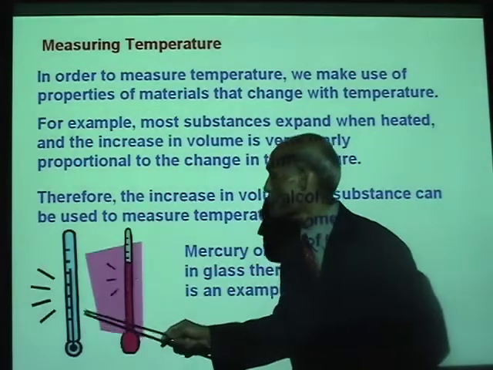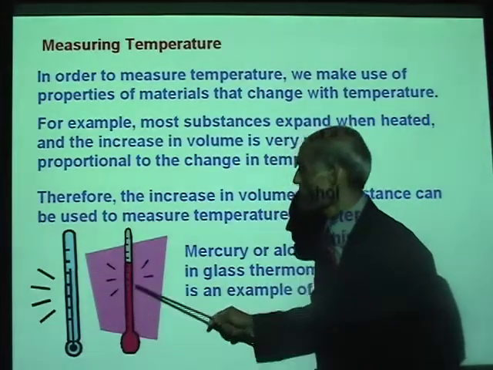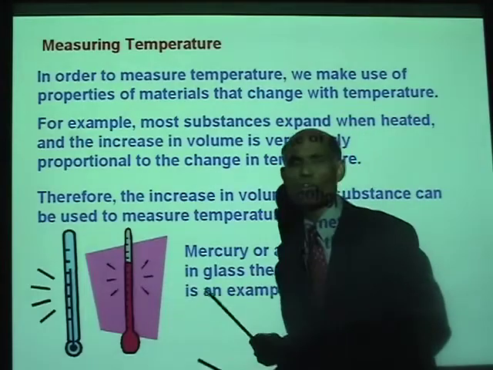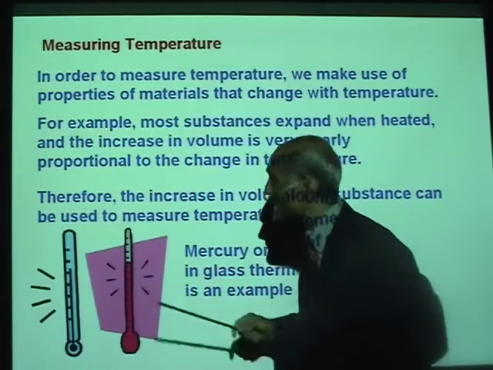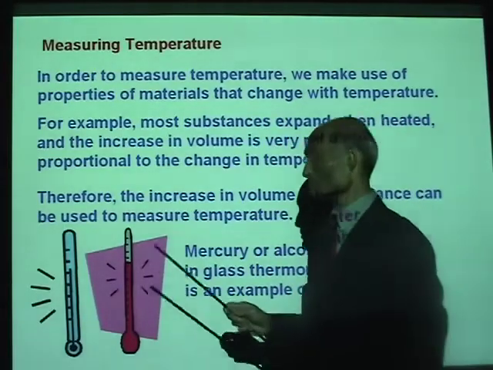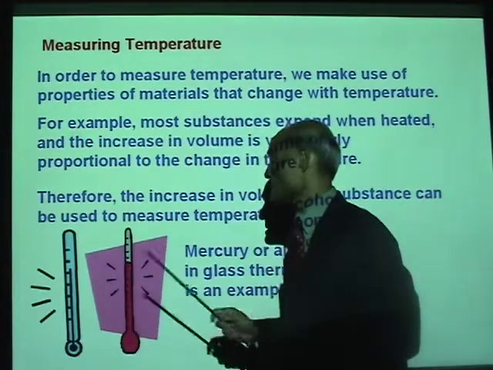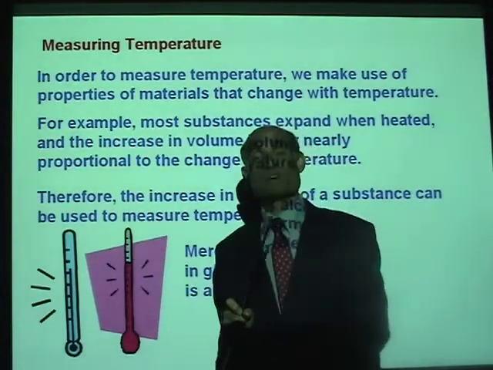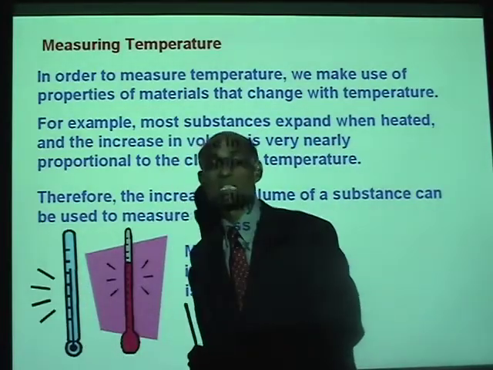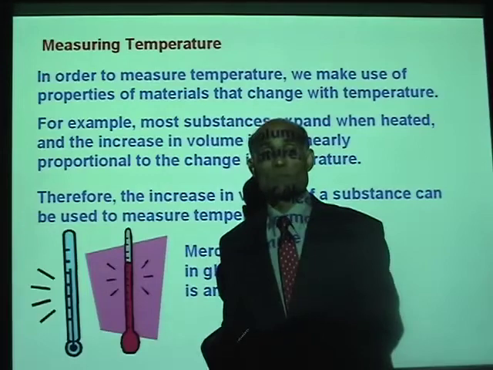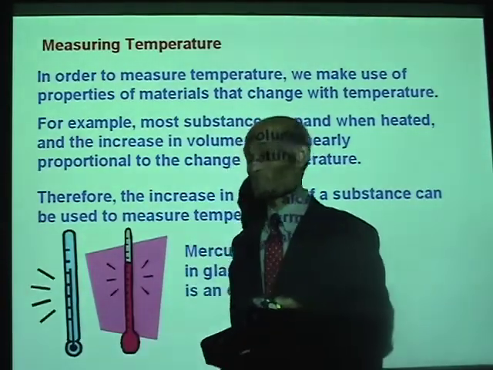Now here I have both. This is mercury in glass, this is alcohol in glass. You can see alcohol can be colored, so it is much more easily visible. And most of the thermometers we use these days in the lab are alcohol in glass thermometers. The reason why we don't use a lot of mercury thermometers is that if you break a thermometer, mercury gets spilled and it is a poisonous substance.